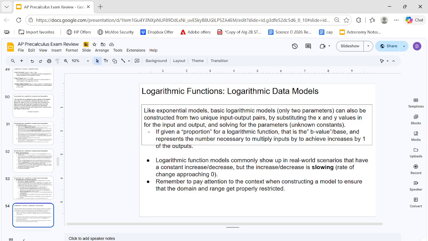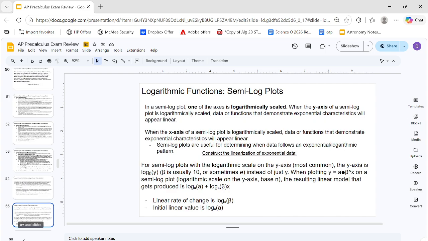Logarithmic function models often show up in places where the increase or decrease is slowing. And of course, pay attention to the context when you're creating a model. Semi-log plot, one of the axes is logarithmic scaled.